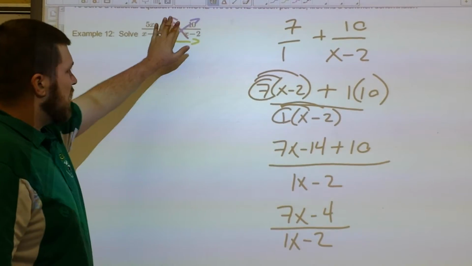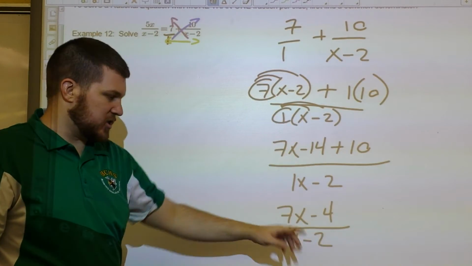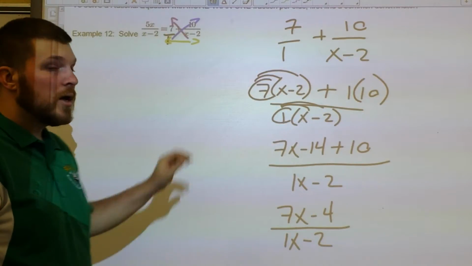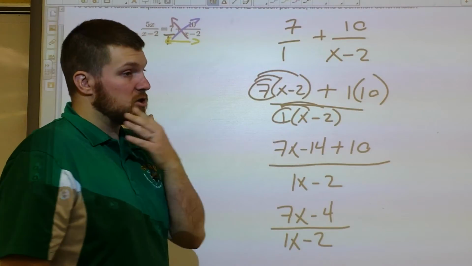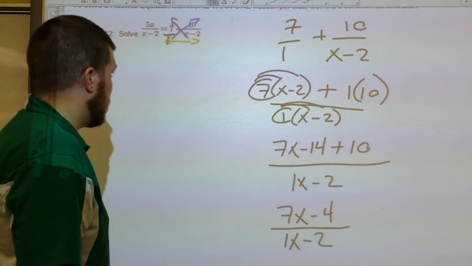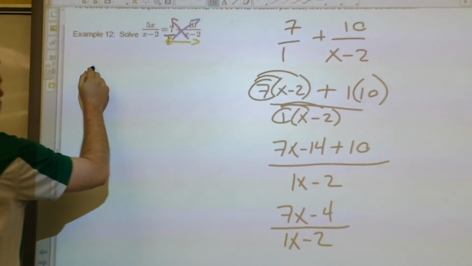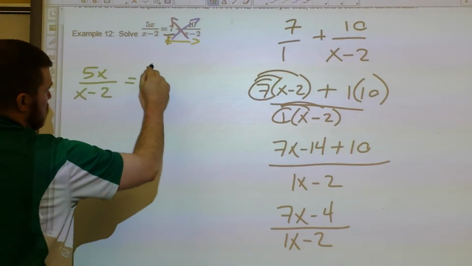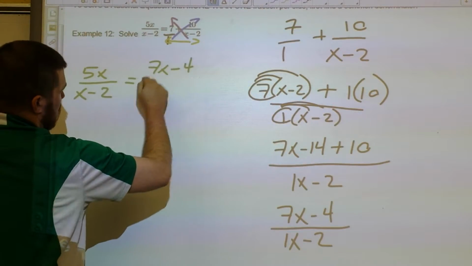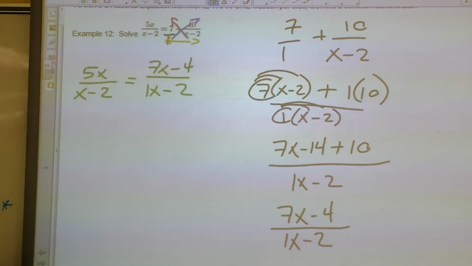So all of this, my 2 fractions on the right-hand side of my original equation became 1 fraction because I came up with my common denominator. You must do this part first if you're going to solve a rational equation by hand that has more than 1 fraction on the side. So now we can finally rewrite our original problem as 5x over x minus 2 equals 7x minus 4 divided by 1x minus 2. Okay?